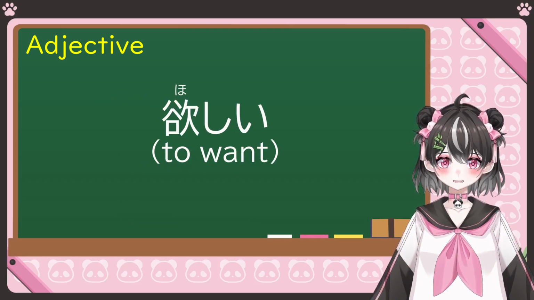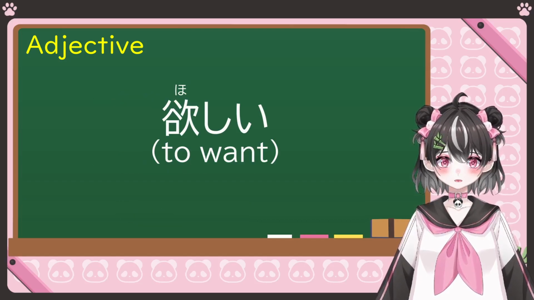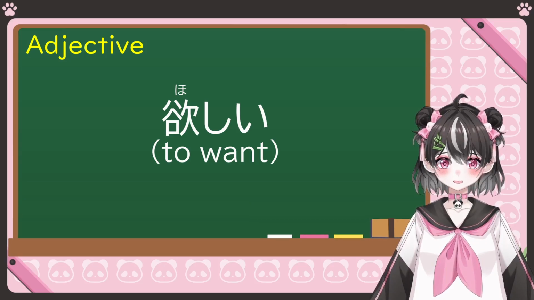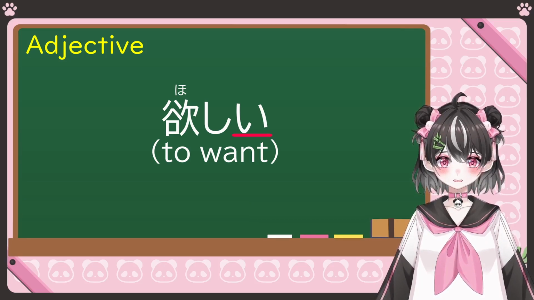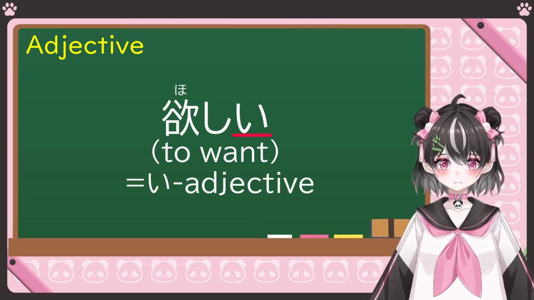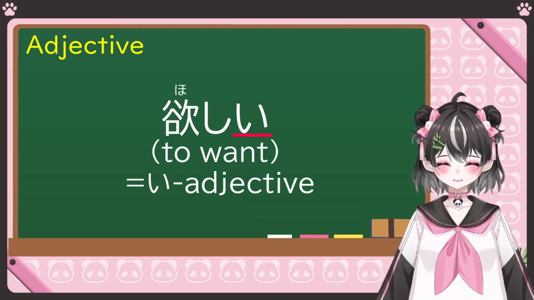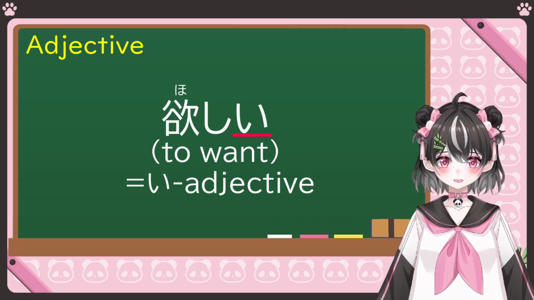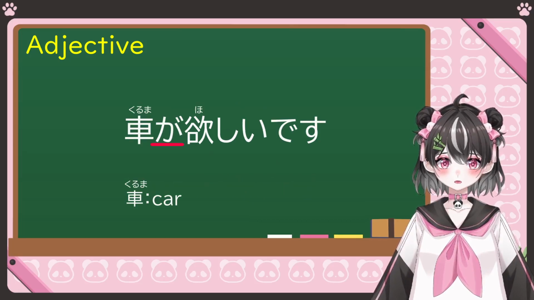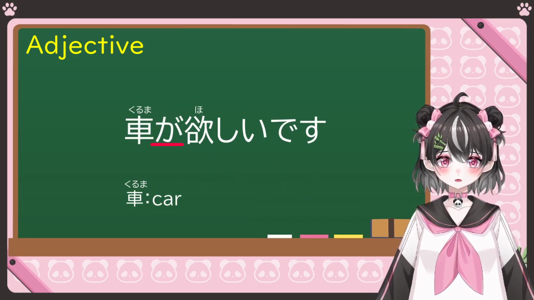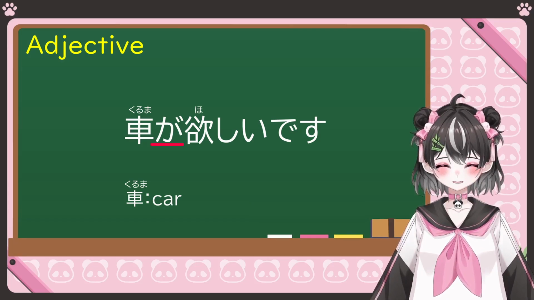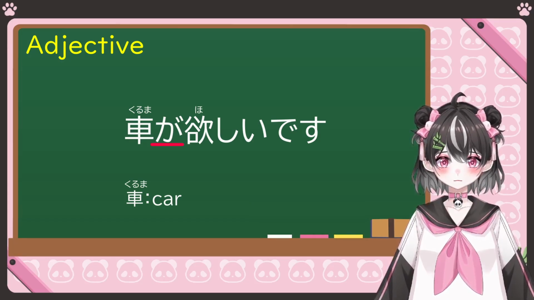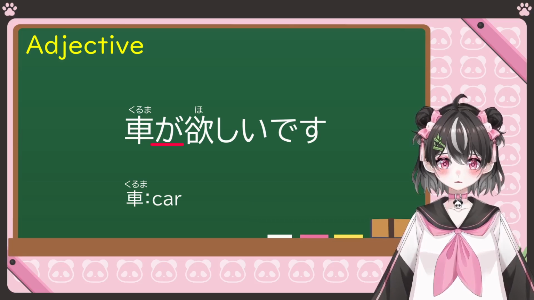There's another word that's a verb in English but an adjective in Japanese. It's 欲しい, to want. 欲しい ends with い and it's one of the I adjectives. And just like 好きな and 嫌いな, you have to say 車が欲しいです, not 車を欲しいです. This is a really common mistake, so be careful.